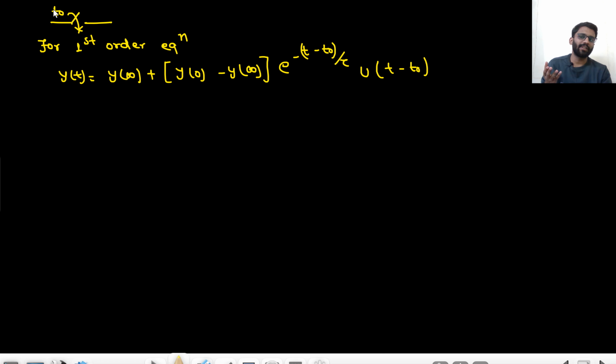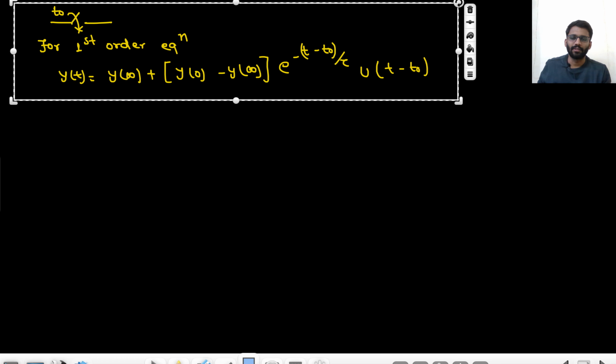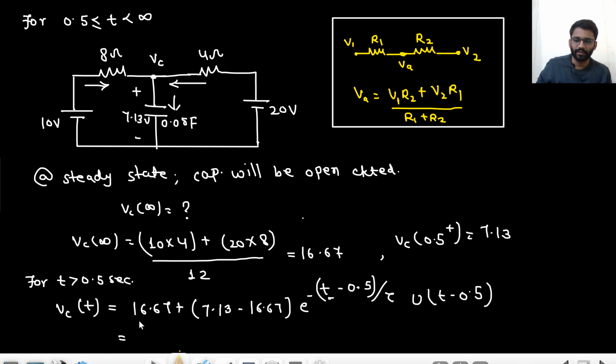For most of the questions it was 0, so we were saying that the circuit is starting from t equals to 0. But if it is t naught, we will say that the circuit will start from that t naught point. Okay, so this is one important thing that you can remember. Well and good. Let's move on to this point.